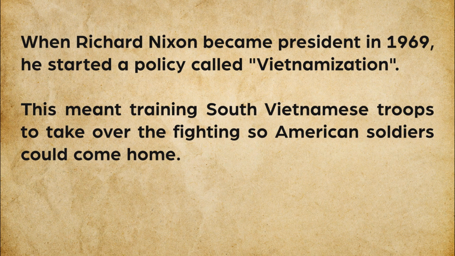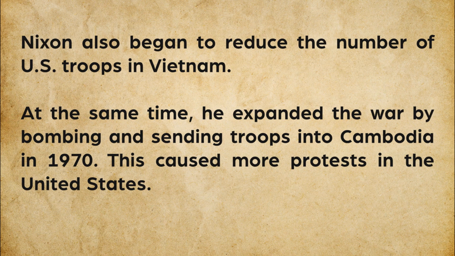When Richard Nixon became president in 1969, he started a policy called Vietnamization. This meant training South Vietnamese troops to take over the fighting so American soldiers could come home. Nixon also began to reduce the number of U.S. troops in Vietnam. At the same time, he expanded the war by bombing and sending troops into Cambodia in 1970. This caused more protests in the United States.